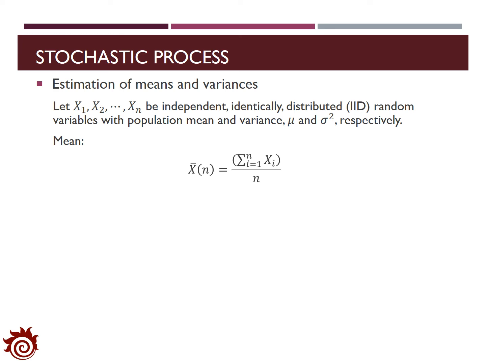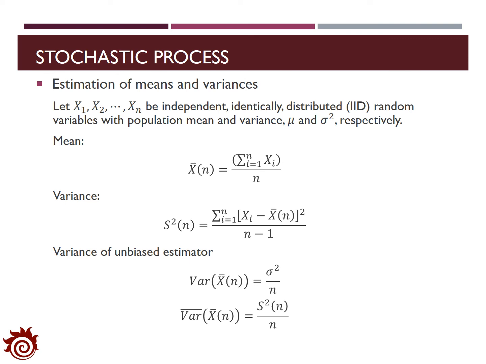experimented results. And the variance is defined as s square n, which is represented in the formula here. Please note that the denominator here is n minus 1. Also, we can find out the variance of the unbiased estimator x bar. In this stochastic process, the variance of x bar equals sigma square over n, but the estimated variance of x bar is s square n over n.